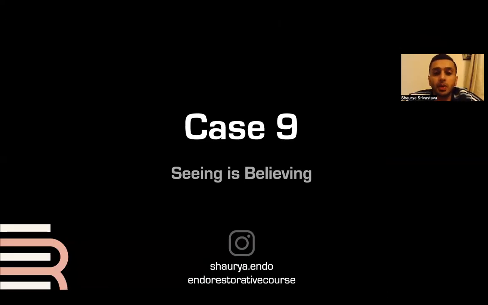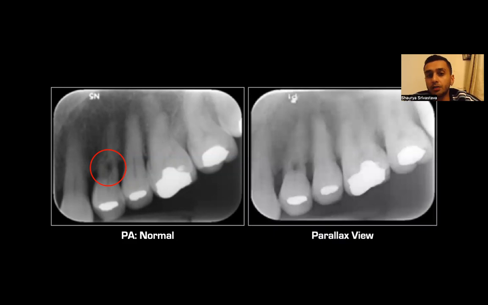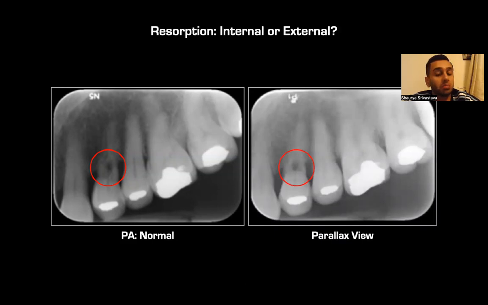So case 9, seeing is believing. This periapical radiograph, upper left 4. As you can see, there's resorption. Ideally, we've been told in textbooks that we should take a parallax radiograph to assess the extent of resorption or some amount of spread of it. This is a parallax view that I see over here. And is this internal or external? I don't know. Does this reveal much? Again, I don't know. I don't have enough information here. What's the spread, pulpal involvement? Yes or no? The circumference that's captured by the resorption? I have no idea.